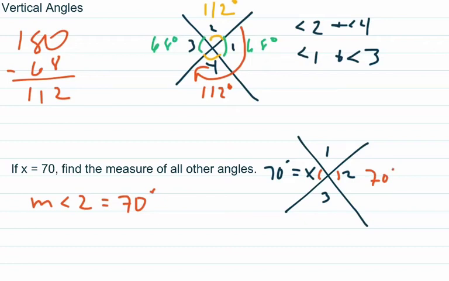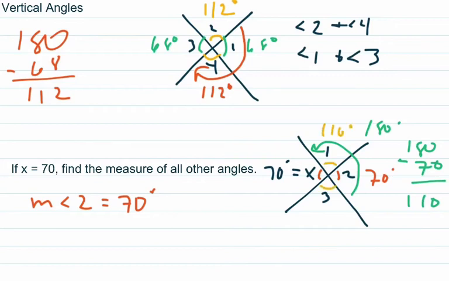And then in true fashion, from here to here, remember, is a total of 180 degrees. If I already have 70 there, I would just say 180 minus 70. That gives me 110. So the measure of angle 1 is 110, which means automatically its vertical angle, angle 3, is also 110 degrees.